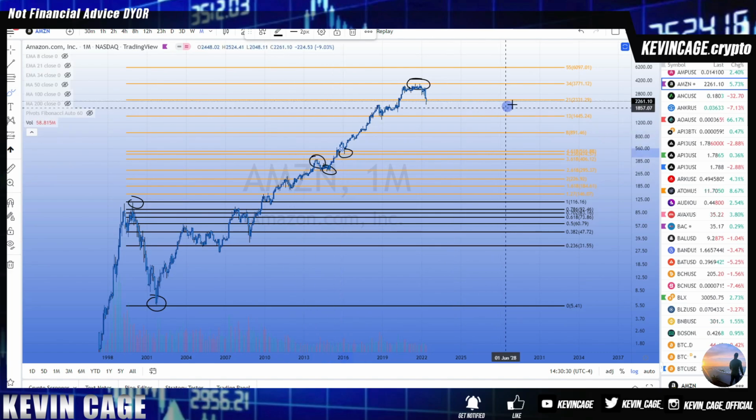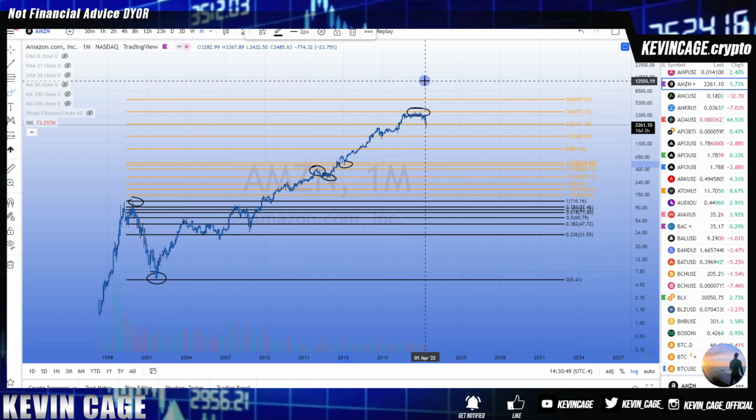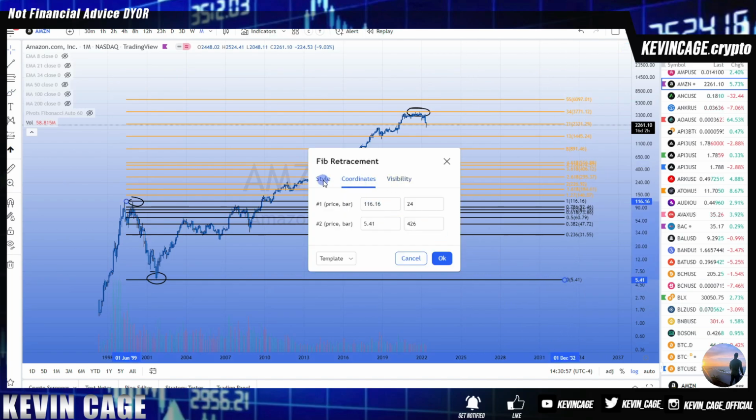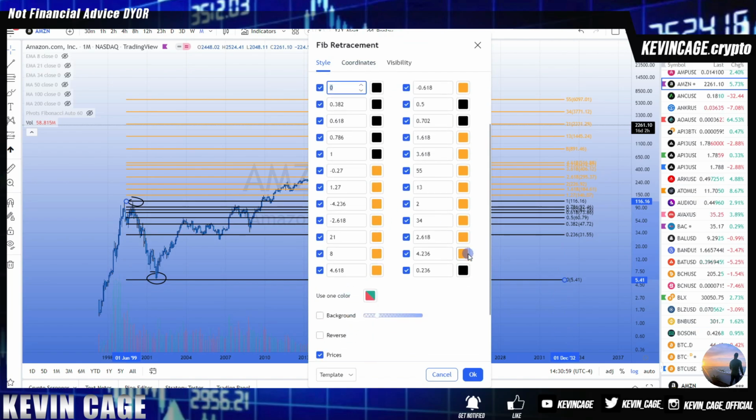Question is, will Amazon someday reach a $6,000 price point and reach that 55 fib extension? And remember, we've had a variety of assets hit to perfection, the 34, and I already showed you that Luna and Phantom hit the 89 fib to perfection. The only reason I don't have it here is because I'm using the max amount of fibs on TradingView currently. I actually would have to change the style and remove one to add it.